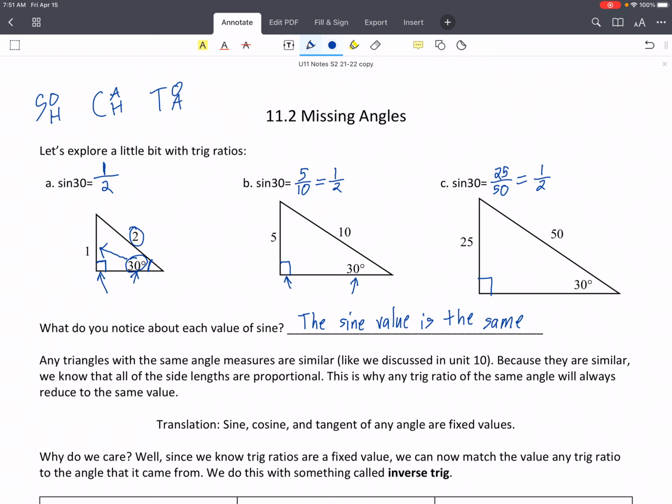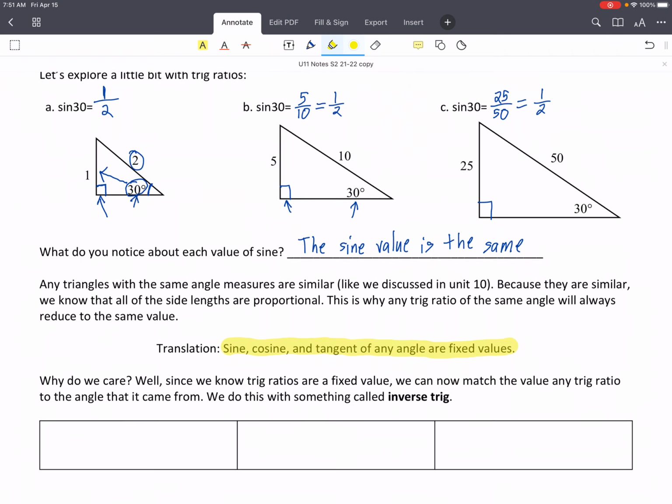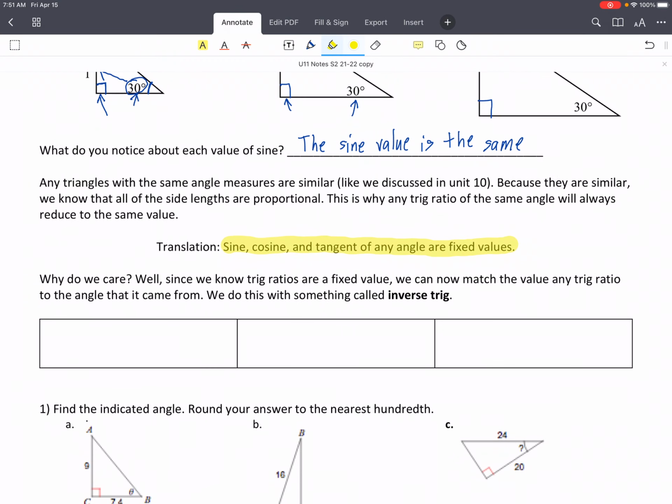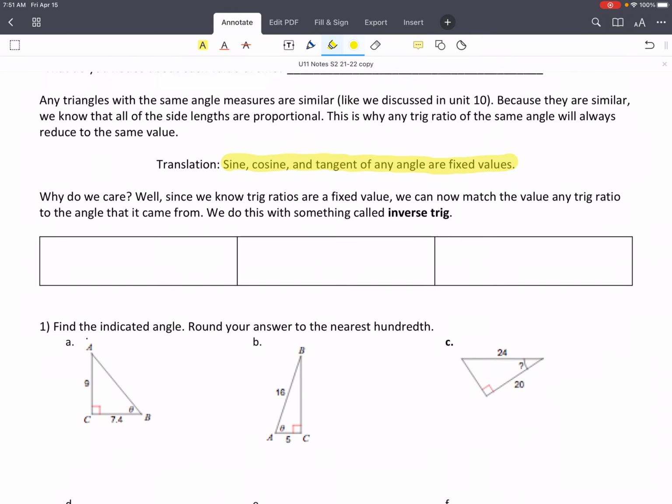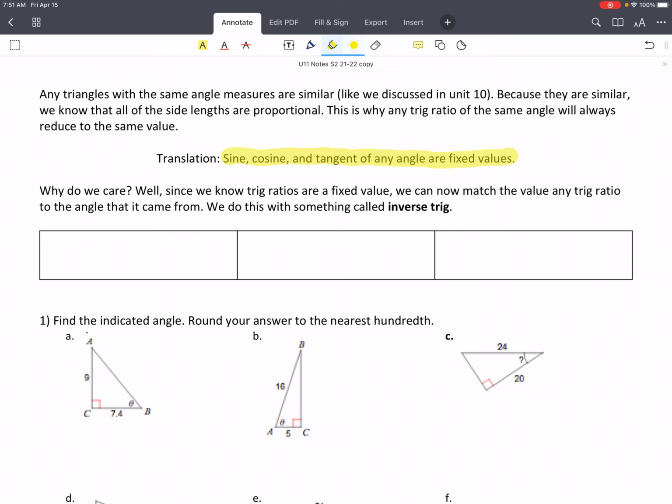Cosine of whatever is always going to be the same value as long as the triangle has that same angle measure. So, translation: sine, cosine, and tangent values of any angle are fixed values. They're always going to be the same. Always, always, always. Okay? Why do we care? Since those trig ratios are fixed values, we can now match the value of any trig ratio to the angle that it comes from.